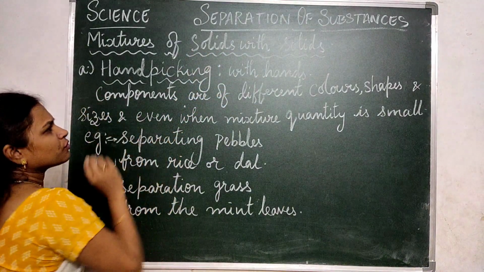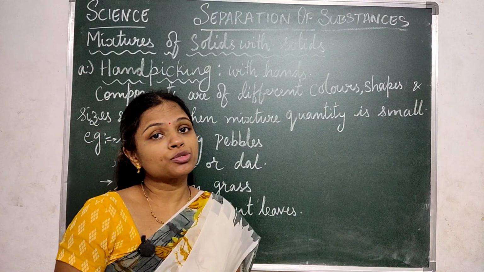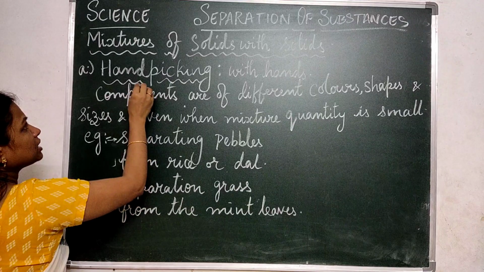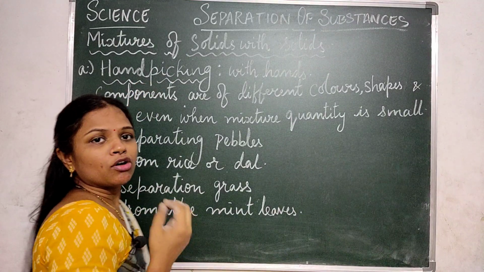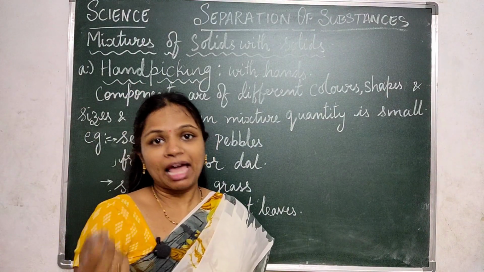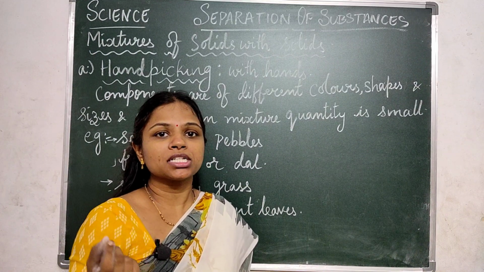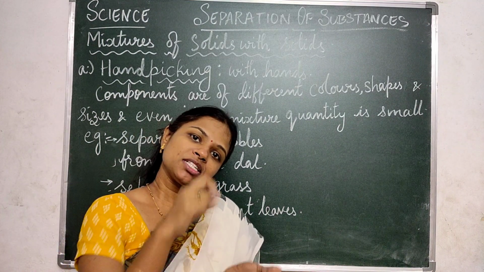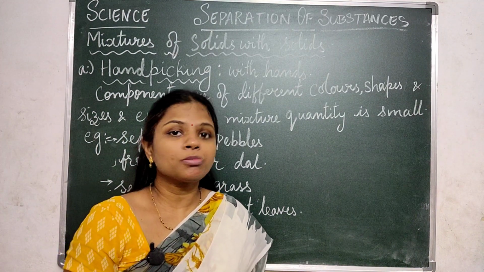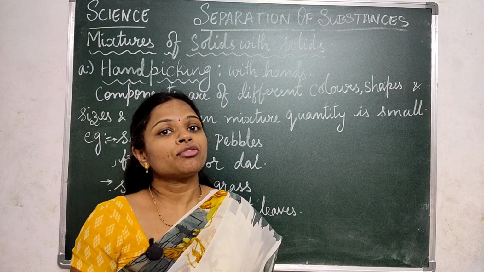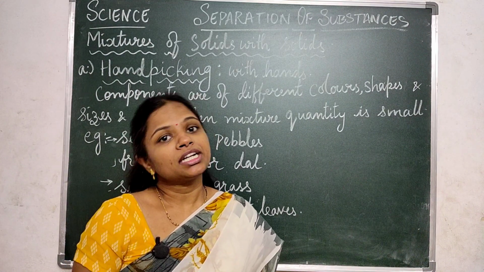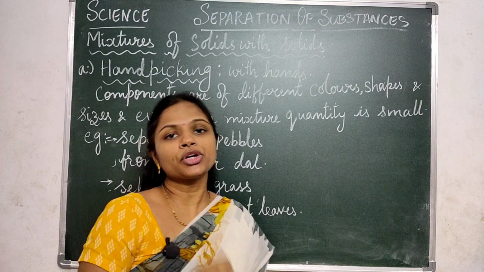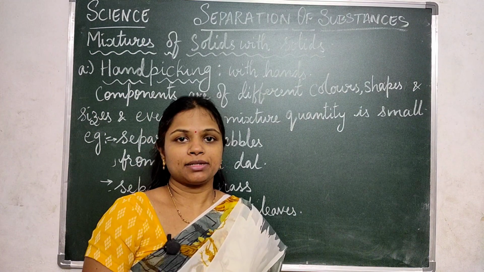Now this is one of the very simplest and often used methods in our home. It is nothing but hand picking. Children, we often come across some pebbles, black pebbles or some straw particles in the rice or in the dal. So what your mother does, she simply picks them up. How is she able to identify them? Because they are of different sizes and different colors. So it is very easy and they are quite large in size, so that you can easily pick them with the help of hand.